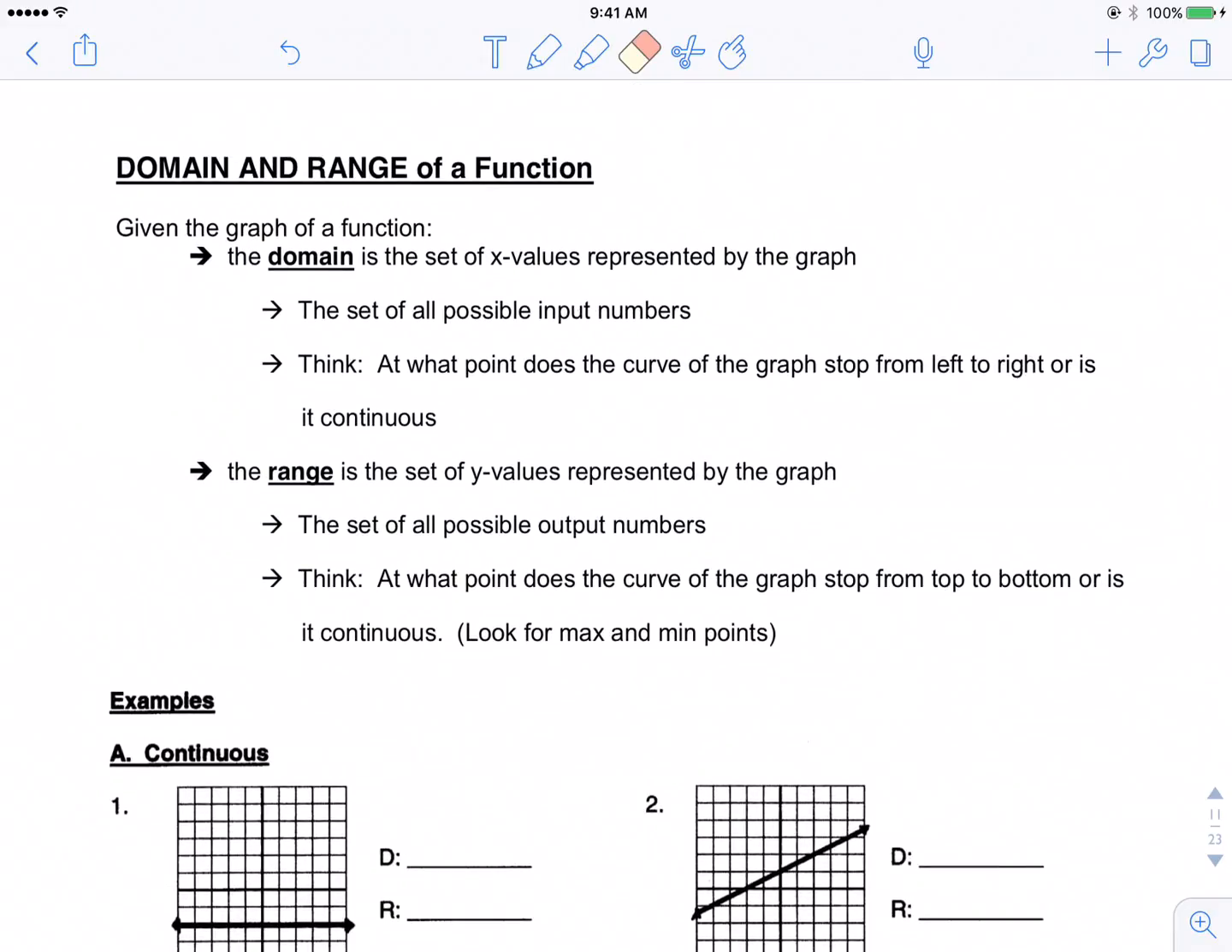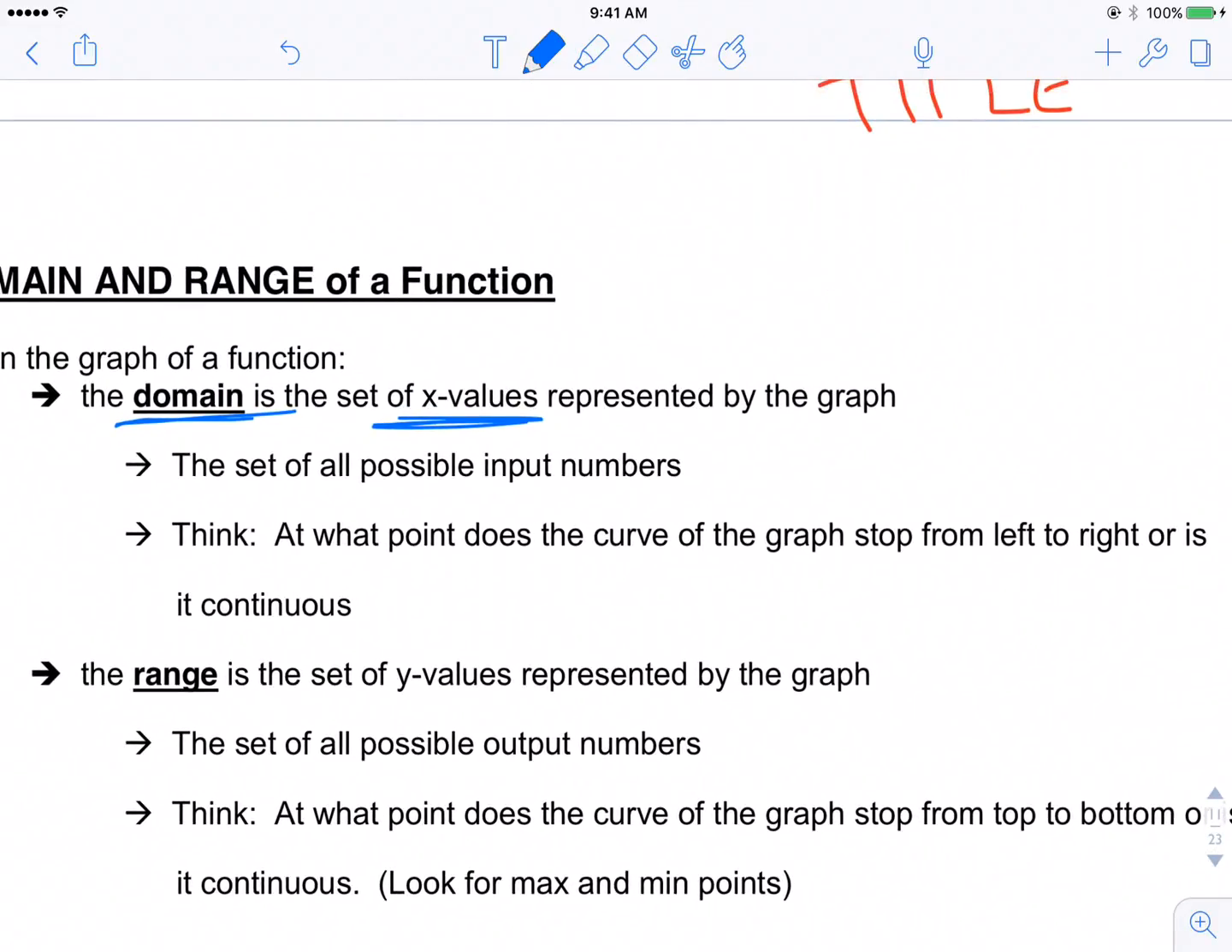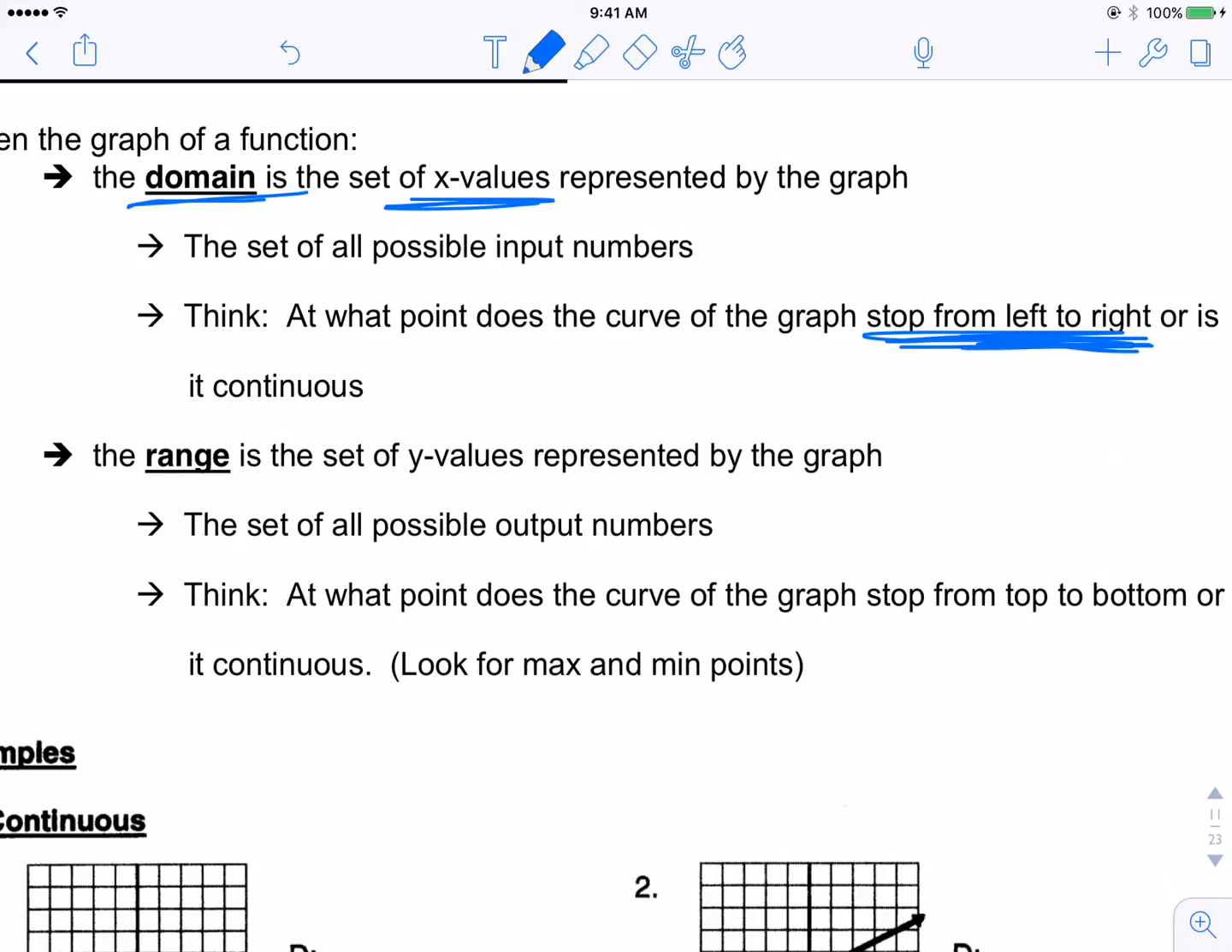The domain, remember, is the set of x values. What numbers can we put in to get out a y value? So it's the set of all the possible input numbers. A little phrase that helps: at what point does the curve of the graph stop from left to right? Or is it continuous? For domain, we're talking about what the graph does moving from left to right. We're not worried about up and down, just left and right.